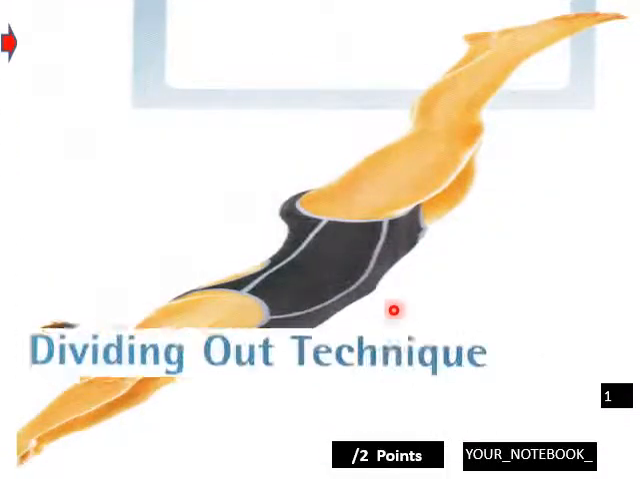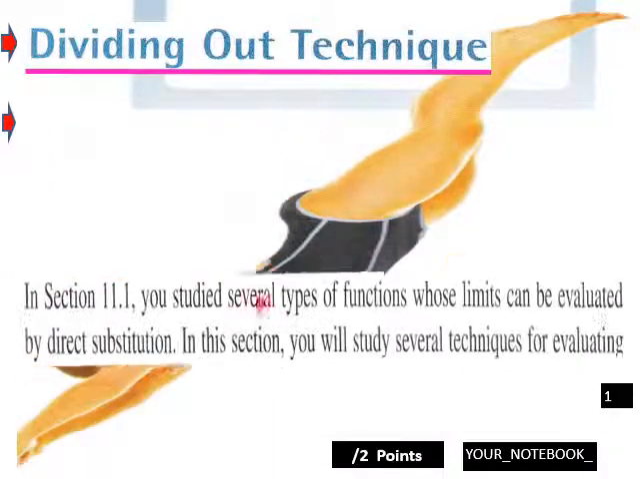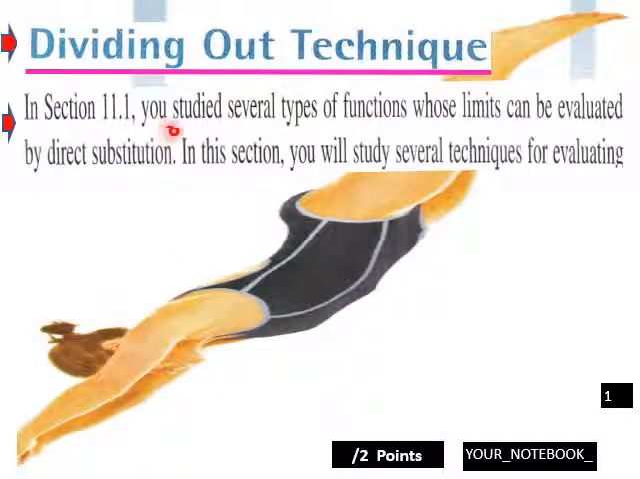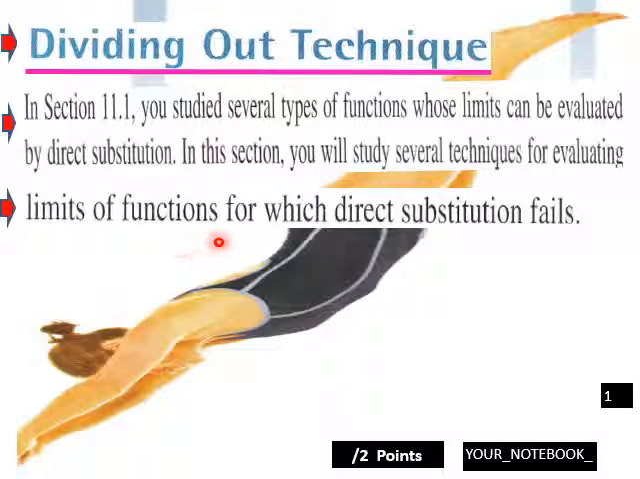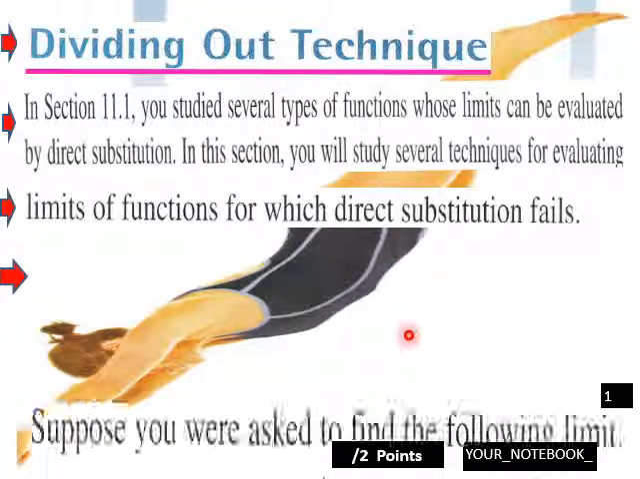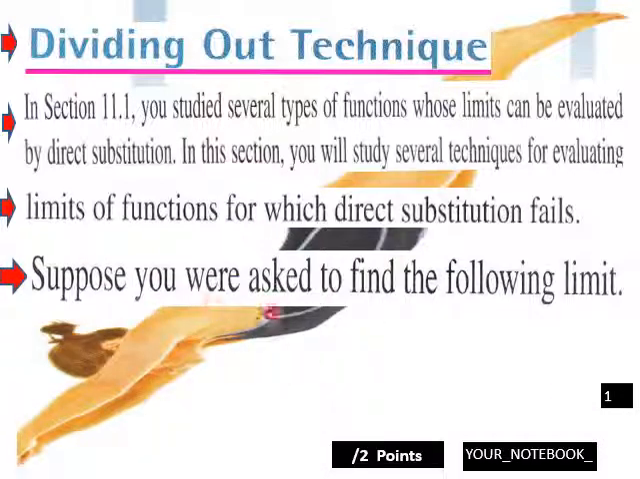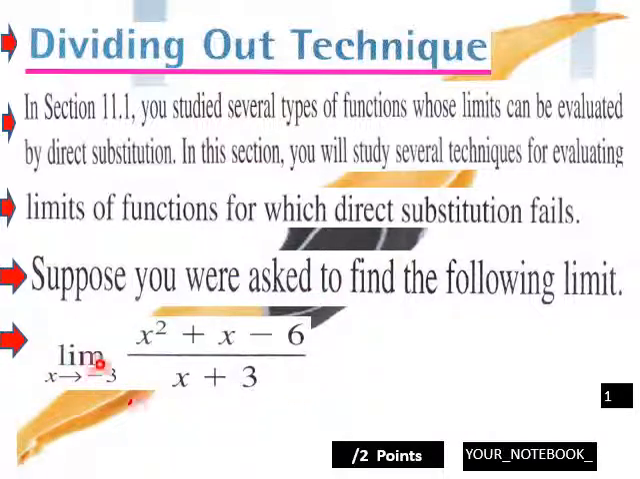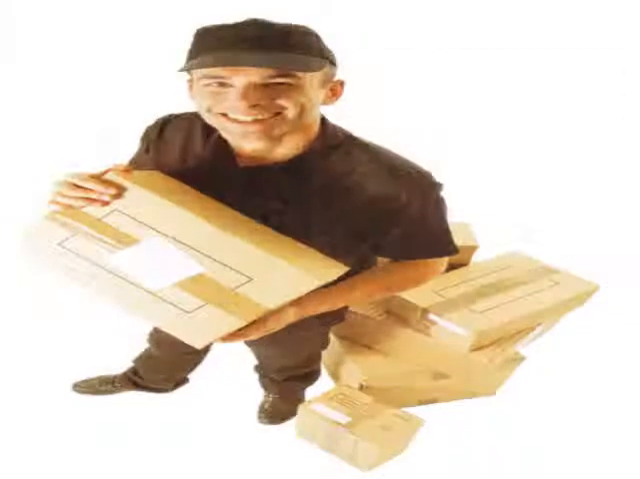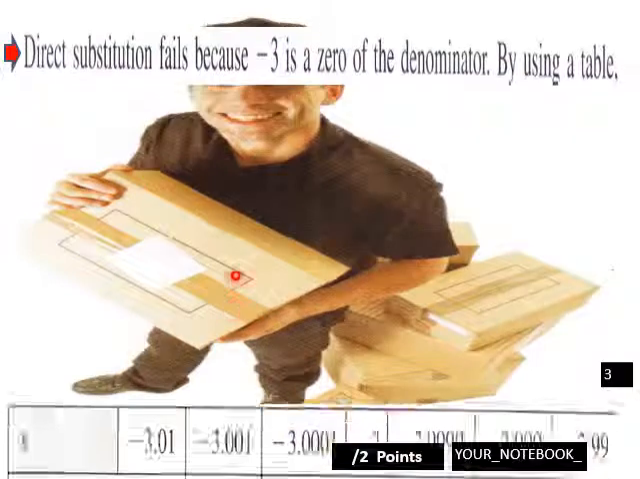On into today's lesson, the dividing out technique. In Section 11.1, you studied several types of functions whose limits can be evaluated by direct substitution. In this section, you will study several techniques for evaluating limits of functions for which direct substitution fails. Suppose you were asked to find the following limit: the limit as x approaches negative 3 of (x squared plus x minus 6) over (x plus 3). So what would you do there?